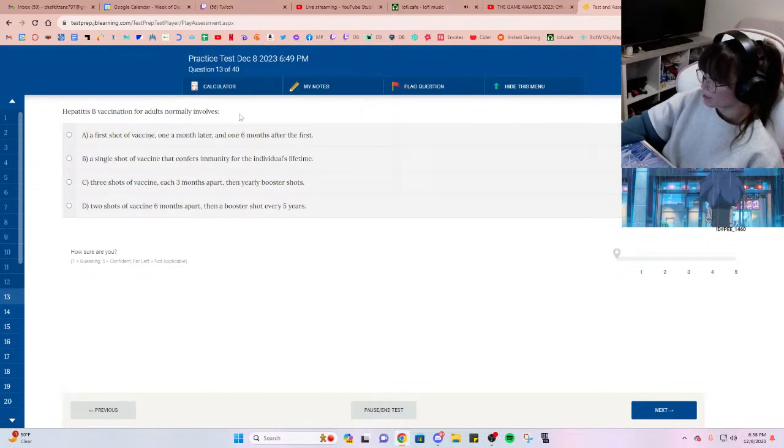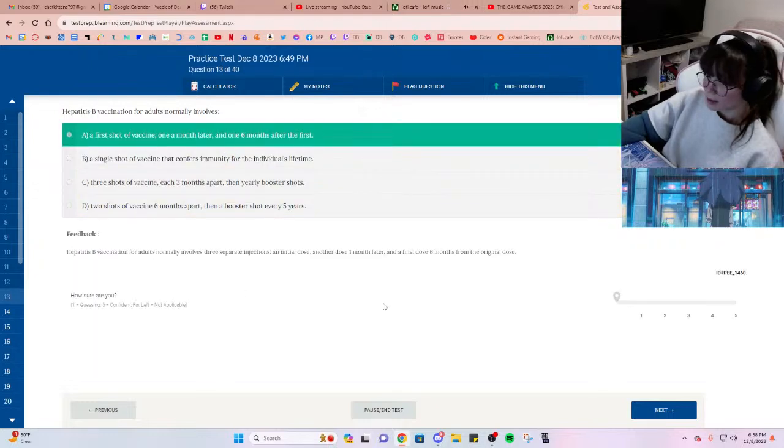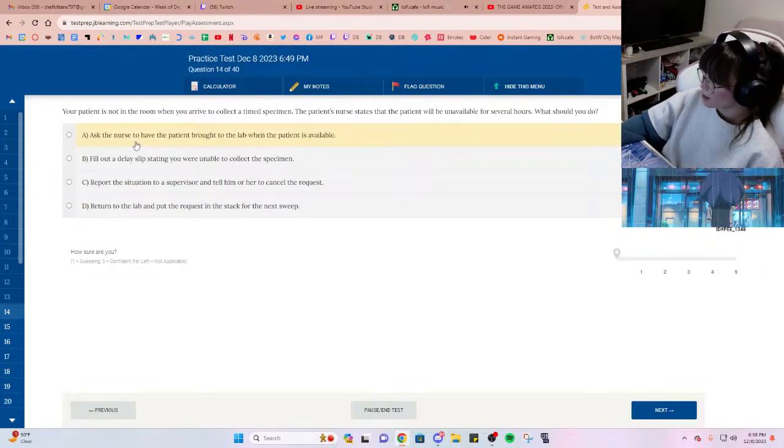Hepatitis B vaccination for adults normally involves a first shot of vaccine, one a month later and one 6 months after. The first, I think it's this one. Single shot of vaccine. 3 shots of vaccine, 1 3 months apart. 2 shots of vaccine, 6 months apart. No, I think it's A.